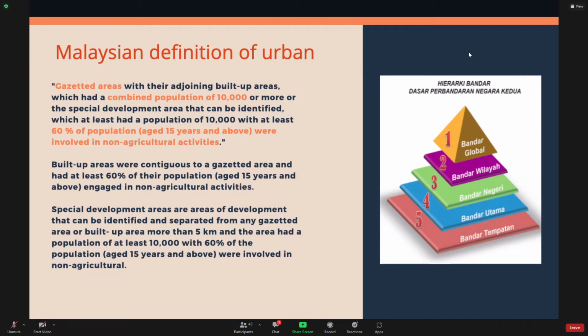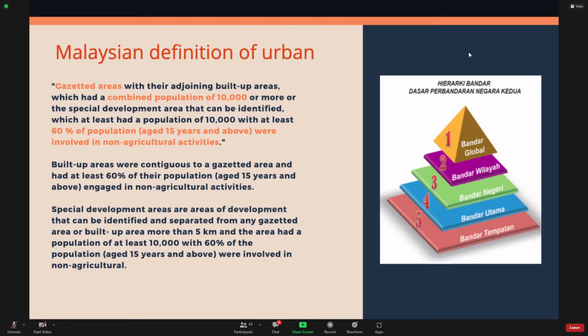So it is a special development area. And then Putrajaya. Putrajaya is also a special development area because we want Putrajaya to become the administrative center. So that is a special development area.